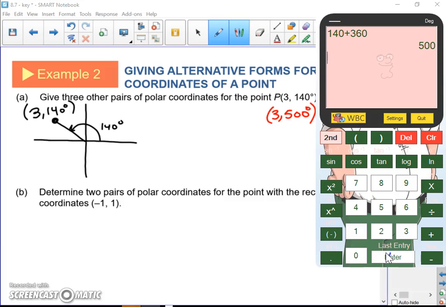Okay? One thing we could do is go around backwards. If I went around backwards, that's 180 plus some more. That's a 40-degree reference, by the way. What is that angle if I go around backwards? Negative 220. That's a negative 220-degree angle. And so another way of representing this point would be 3, negative 220 degrees.